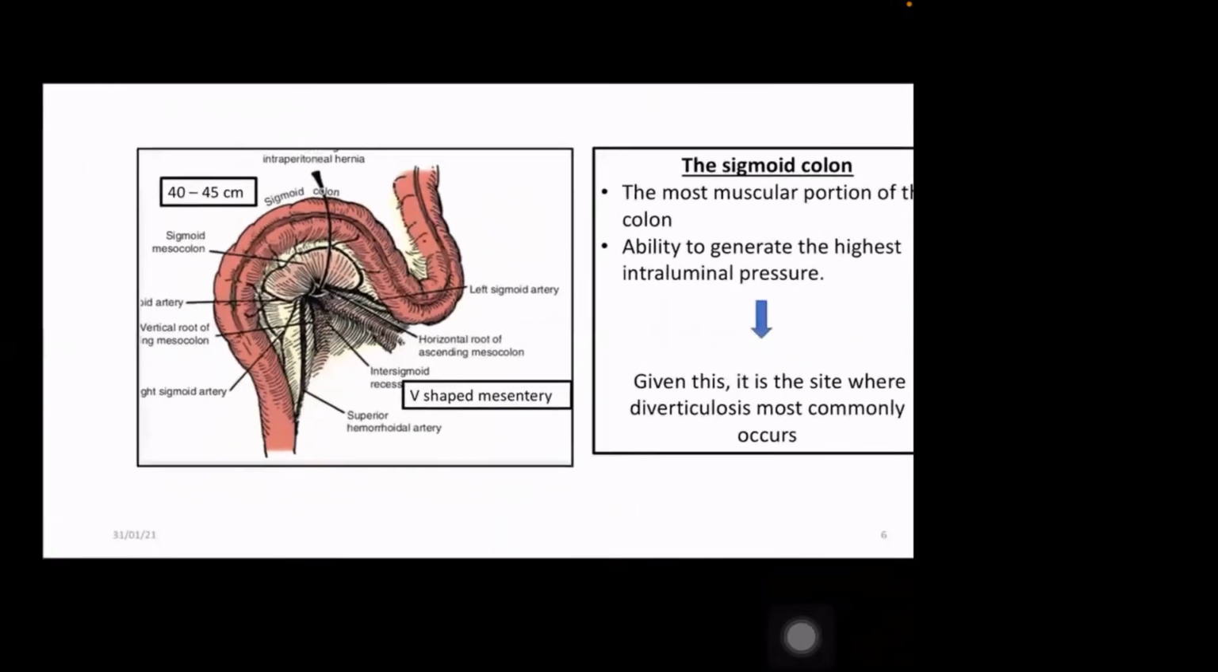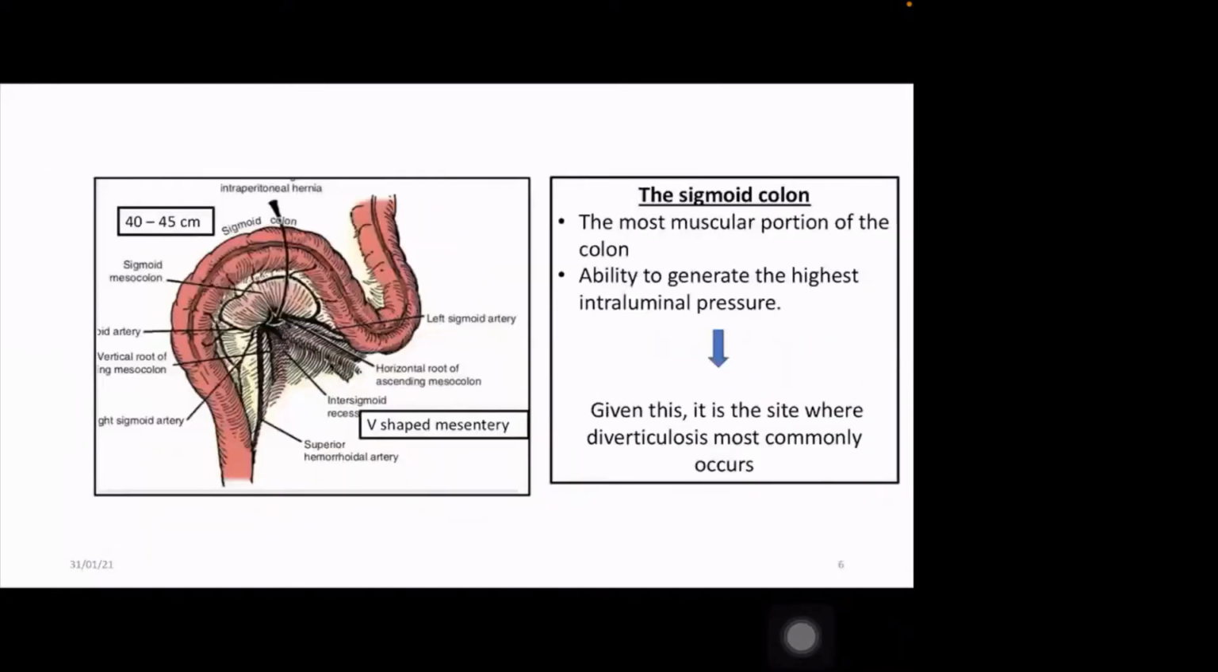So the sigmoid colon is the most muscular portion of the colon, and it has the ability to generate the highest intraluminal pressure. And that is why the sigmoid colon is the most common site for diverticulosis. Fine.